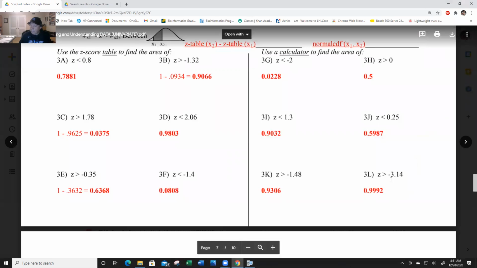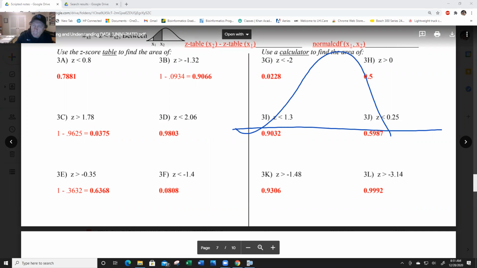Okay, and the last one, the area above negative 3.14. That's going to be almost the whole curve, okay? The area above that, which is almost 100%, all right? So again, we draw it out. I think that's important to see, okay? Here's the drawing. Negative 3.14 is really deep in the tail, okay?